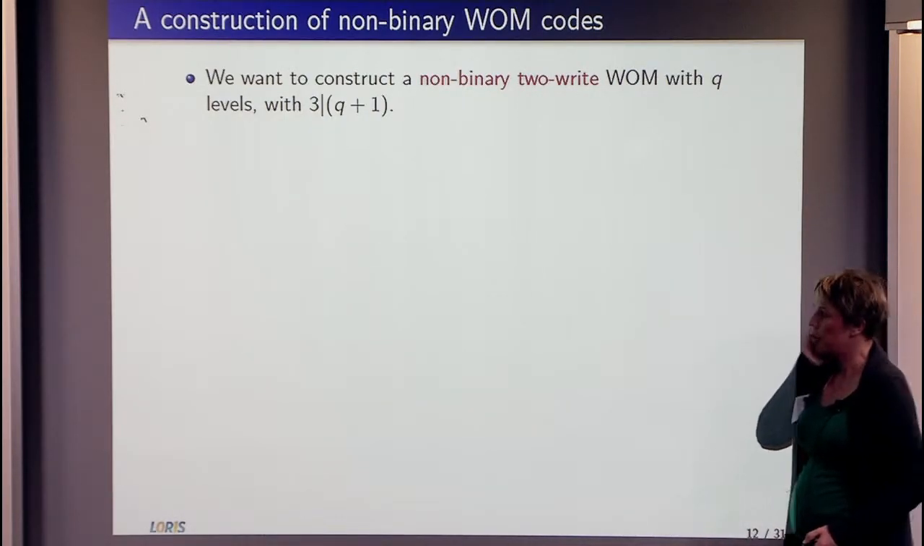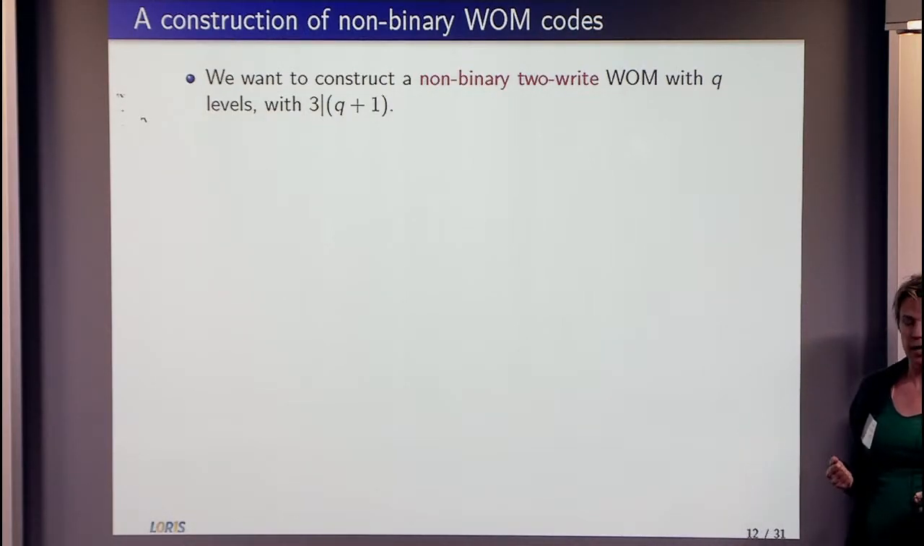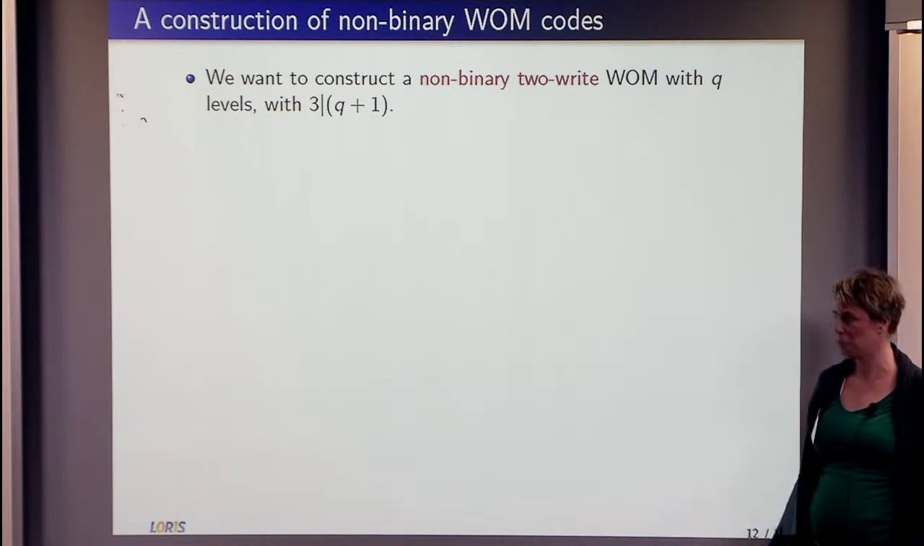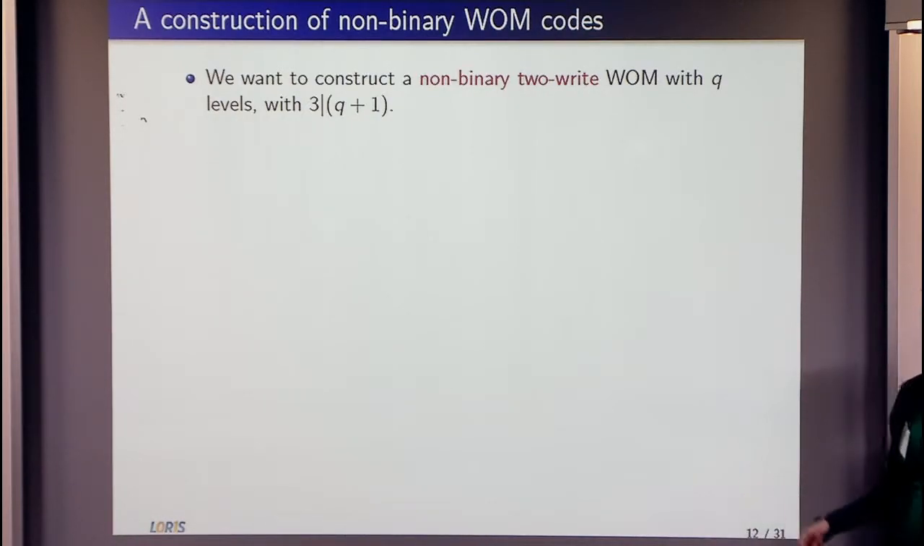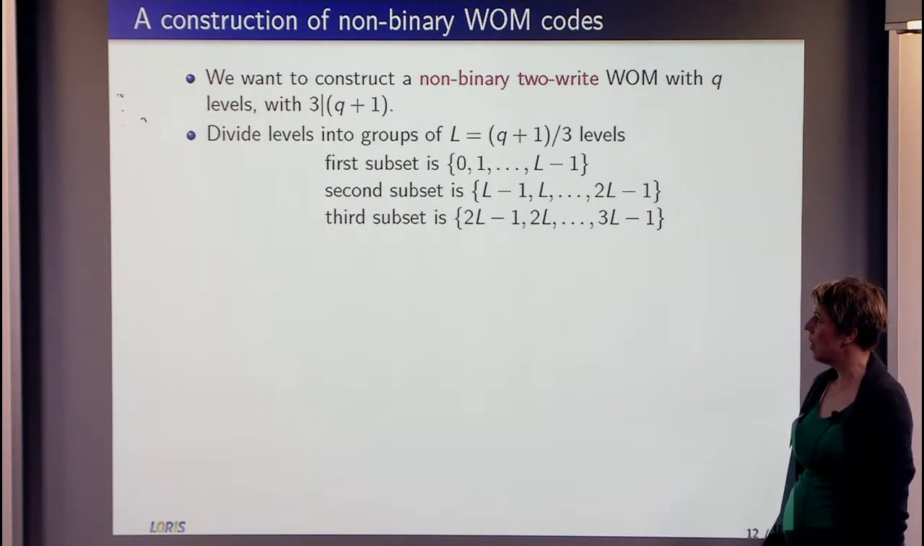All right, so now we have some intuition of how to build a binary WOM code. And like I said, these results have since been very significantly extended, but now you've seen an example of how this works. Let me show you an example of a non-binary, multi-write WOM code.